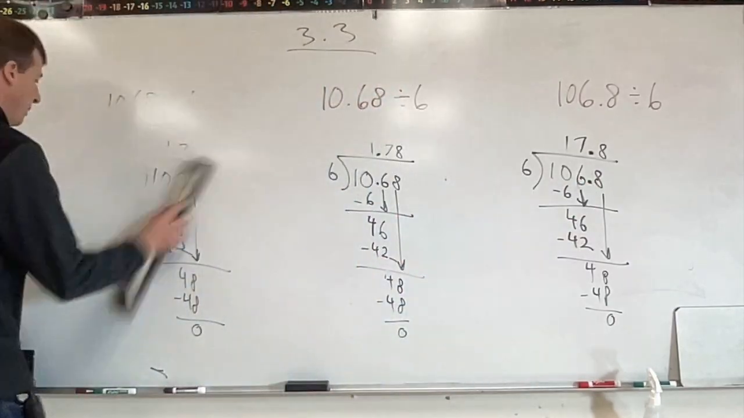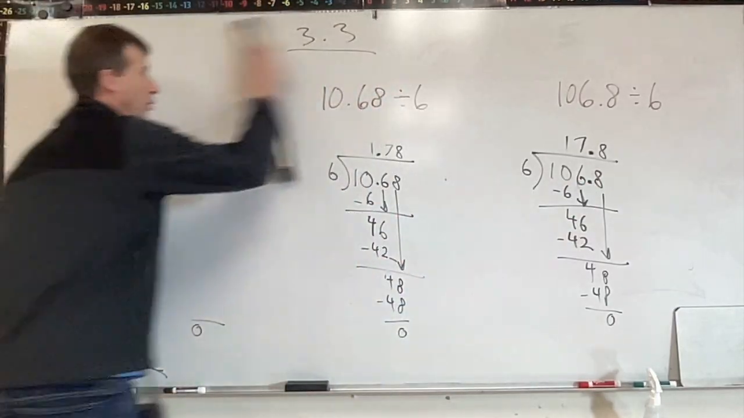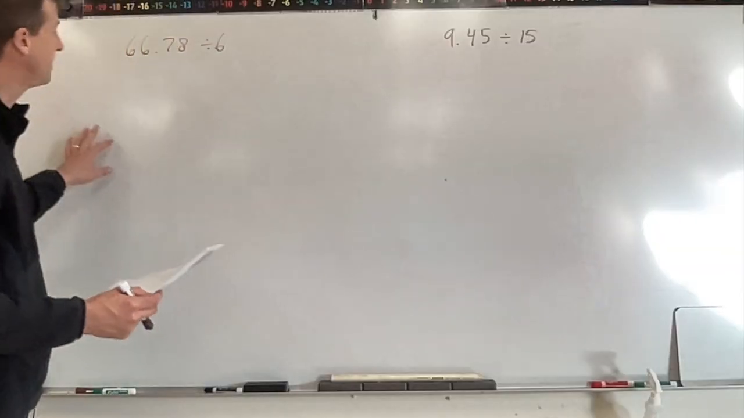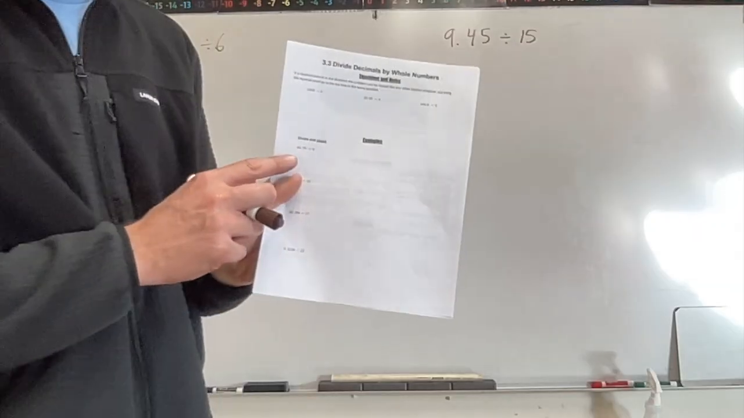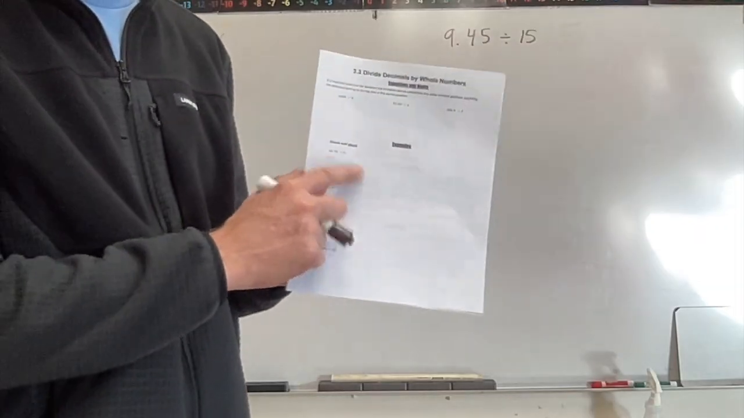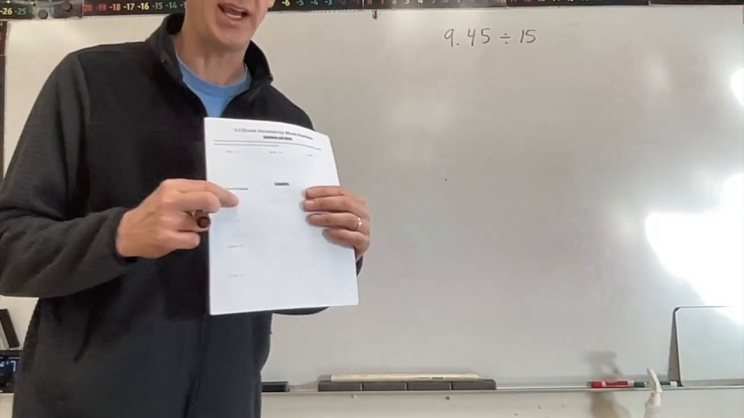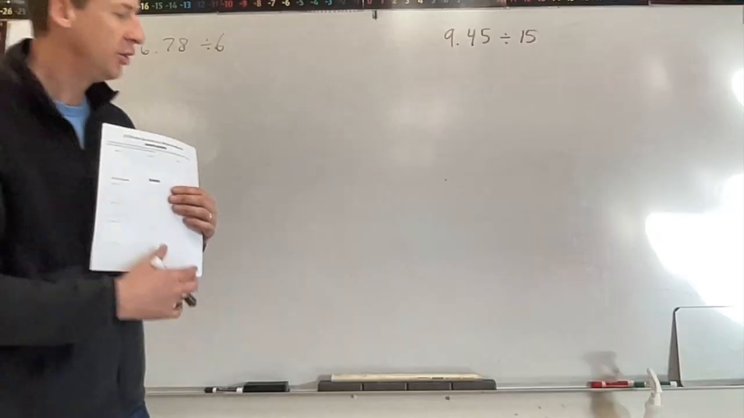Let's do a couple of practice problems down on the bottom, and we'll call it good. Getting into the examples, we've got 66.78 divided by 6. Notice that it says divide and check. So we've got to check our work. We've got to show that. So on your homework, you got to make sure you're showing your checking. So check your work, show that on your homework.